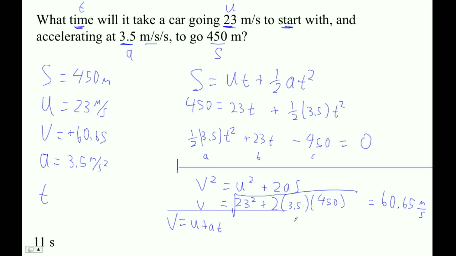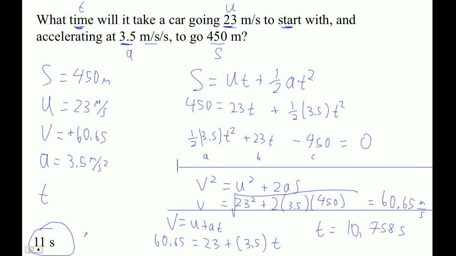Right, so then I'm going to use this guy, right? So final velocity 60.65 is initial velocity 23 plus 3.5 times some time, right? So now I can subtract 23 from this number, and I get 37.65, and then divide by 3.5, and I get T is equal to 10.758 seconds, which is about 11 seconds, right?